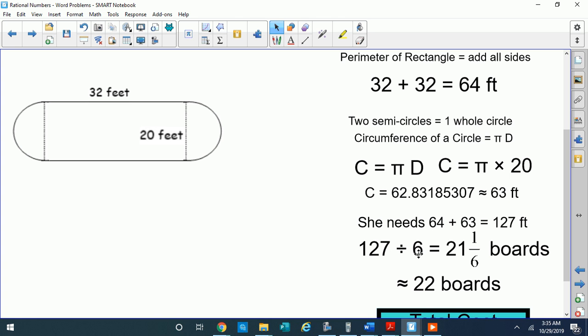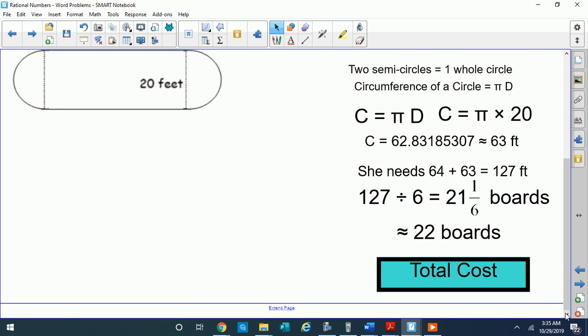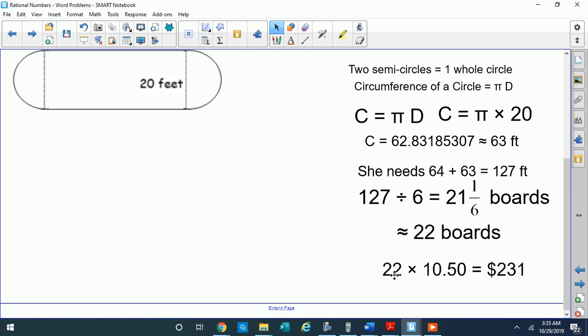So if we divide this 127 by 6, she'll really need 21 and 1/6 boards. We don't cut off the 1/6 and just say she only needs 21 boards, because she needs a little bit more than 21 boards. So we'll buy an extra board, which is 22 boards, and that will give us the amount of boards that she needs. So now, if you remember the cost of the board, I believe it was $10.50. So we're going to multiply the 22 boards that she needs times $10.50. That'll give us her total amount she would have to pay, which is $231 for the boards to go around the rink for her son.